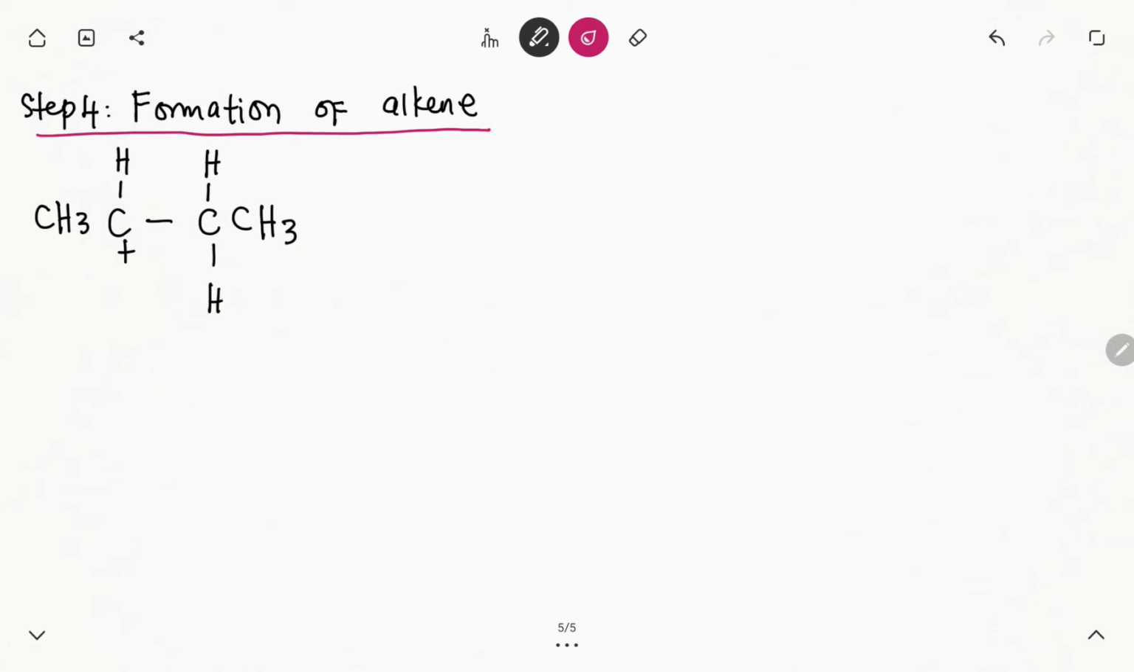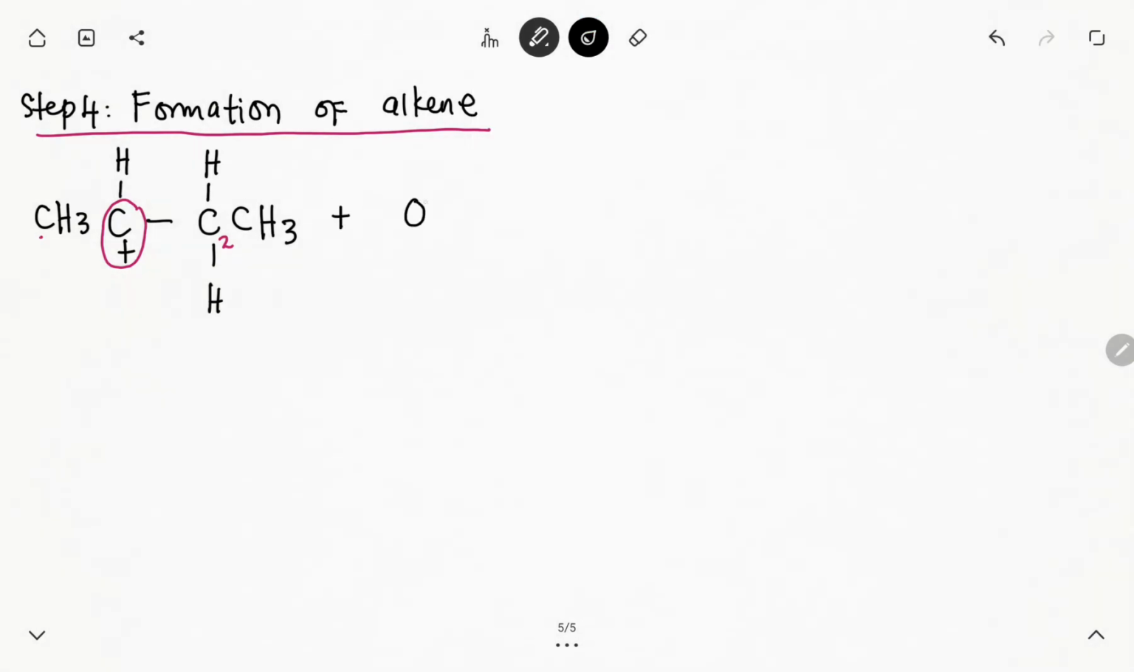So we need to find the alkene. How? In the first step, we already removed the OH. So right now, we need to eliminate hydrogen. The hydrogen must be eliminated from the carbon neighboring the carbocation carbon. Our target is the major product, so we can eliminate hydrogen from carbon number 2. But this reaction must take place between what?